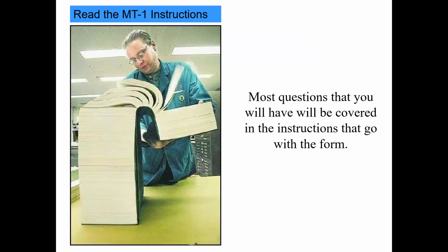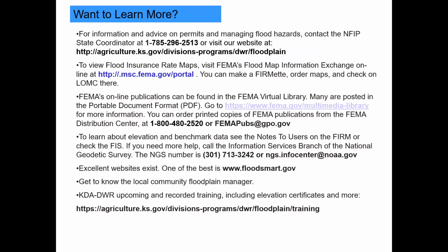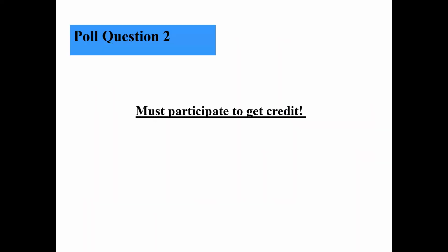And then again, most of the questions are in the instructions. They're pretty detailed. And then if you need even more help, of course, just call me. But you have floodsmart.gov, you have the rest of our training. If you need to reach out to FEMA directly, you can do that through Region 7. The map service portal is there. Just let me know if you ever need any help. I help people all the time.